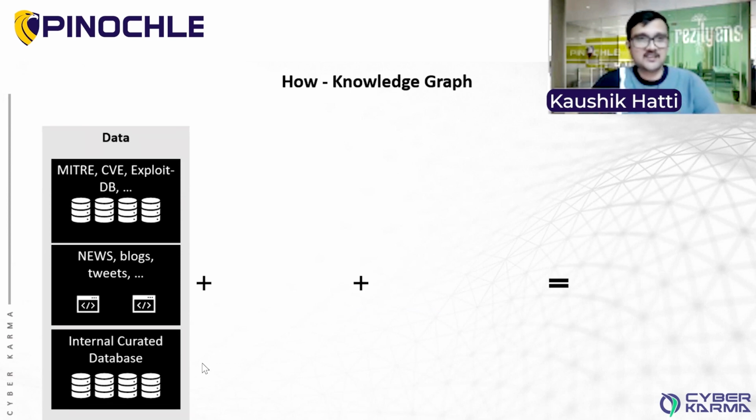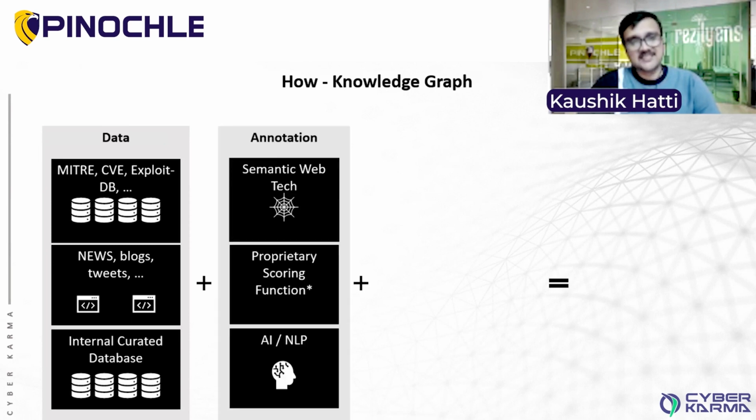So we have a data layer which consists of all the common, well-known databases in the cybersecurity world, like CVEs, ExploitDB, MITRE, and so on and so forth. We have our own internal curated databases that we have been developing for some time now. And we also have web crawlers which go and get the latest information about a zero-day vulnerability or zero-day exploit being available or being made aware from reputed resources. It could be news channels, reputed bloggers, and so on and so forth. So this is the data layer.